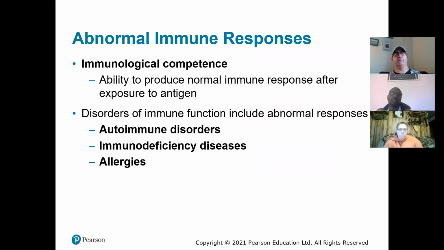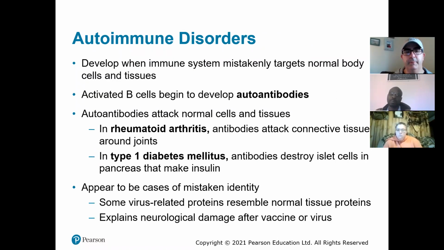Now, the rest of the chapter goes into a little bit about abnormal immune responses. So all of this that we've been talking about, of course, is ideally situated, the immune system works this way. Well, it doesn't always happen that way. Right? There are situations where there are abnormal immune responses. One would be autoimmune disorders.